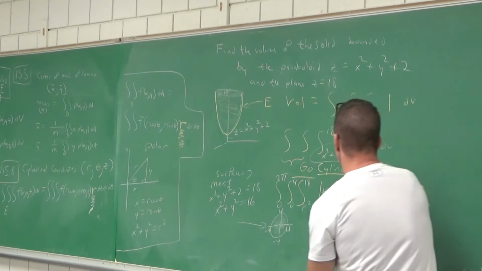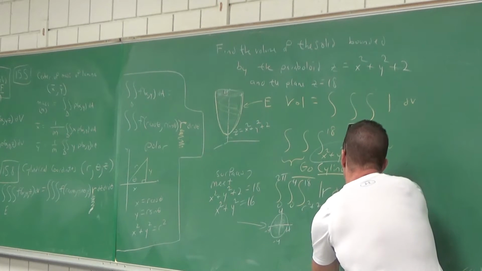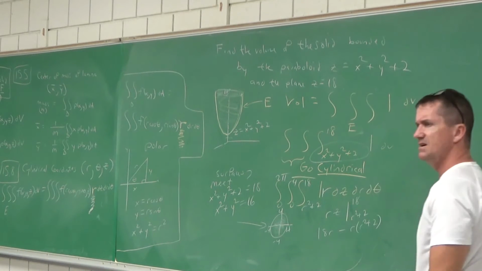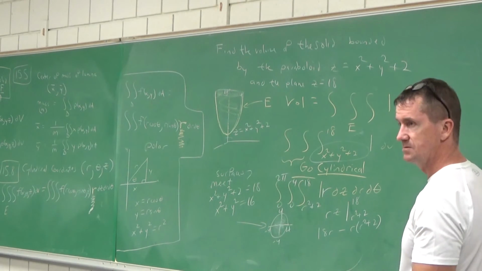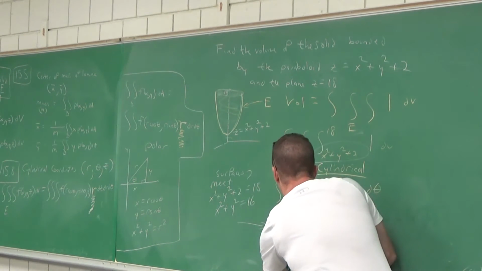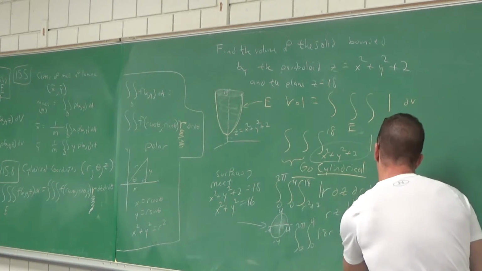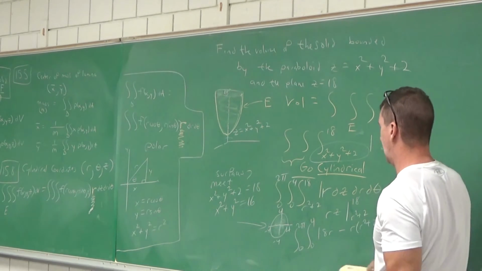What do you get? I get 18R minus, what's R times R squared plus 2? I don't know. I'll just write it like that. Is that right? At least now I got it to a double integral. I'll put this down. Is that right over there? I couldn't split it up.